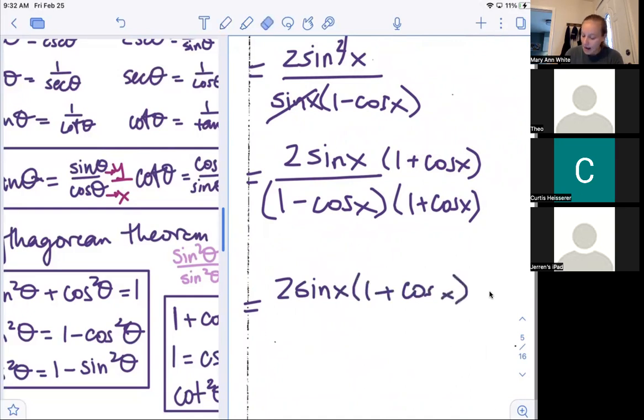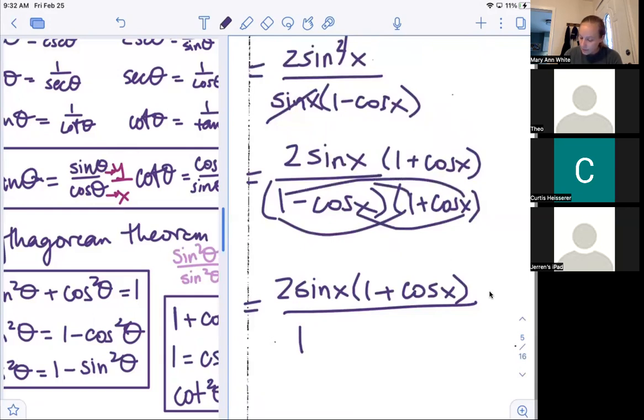Now my bottom is going to have to be sine at some point. So let's distribute my bottom and see if that clears things up. So distribute, I'm going to get... oh yeah, the middle terms are going to cancel out again. We've done that a couple times. So I know 1 plus cosine times 1 minus cosine is 1 minus cosine squared.